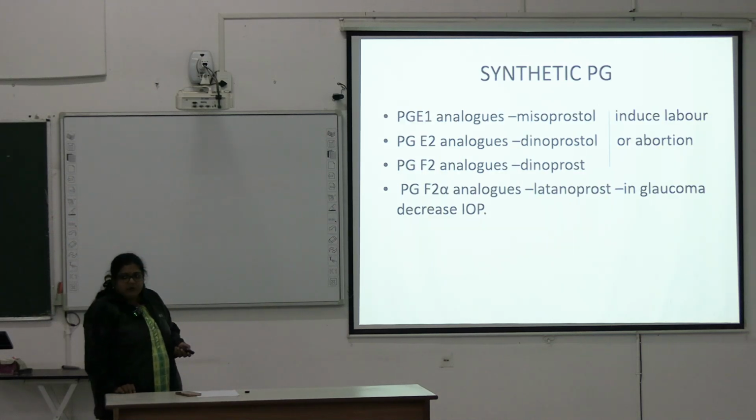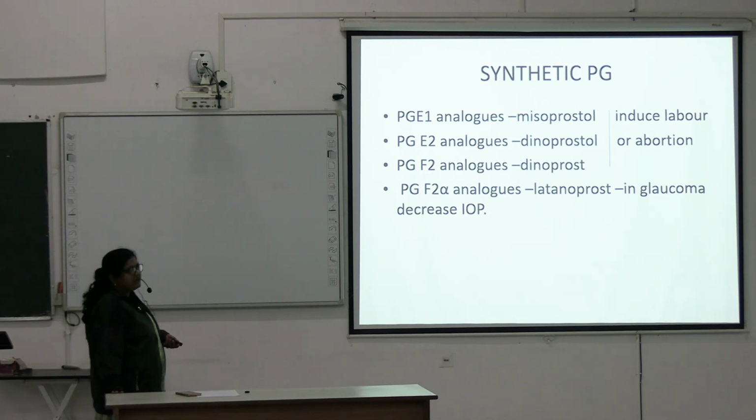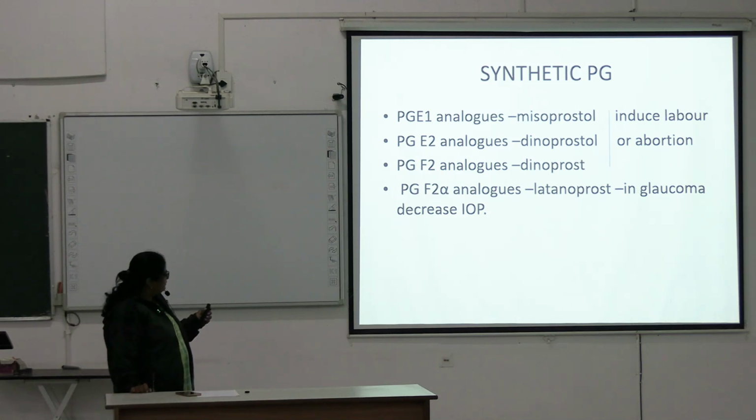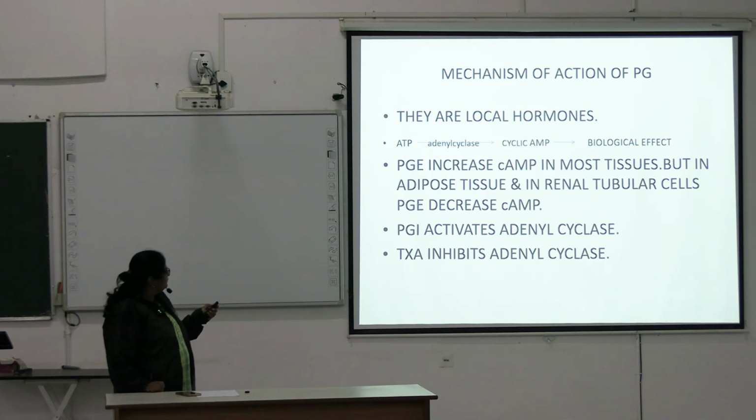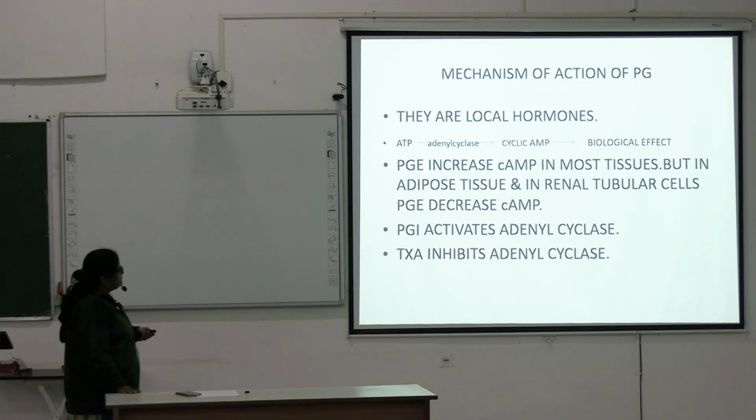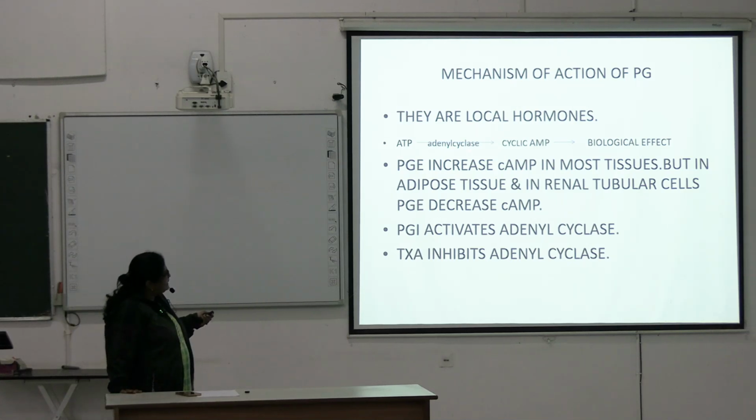What are the synthetic prostaglandins? There are 3 prostaglandins which are synthesized outside, that is misoprostol, dinoprost and latanoprost. Mechanism of action of prostaglandin, okay, they either induce adenylyl cyclase or decrease the adenylyl cyclase. Okay, PGE increases the cyclic AMP in most of the tissues except adipose tissue and renal tubular cells. PGI activates adenylyl cyclase, thromboxane inhibits adenylyl cyclase.